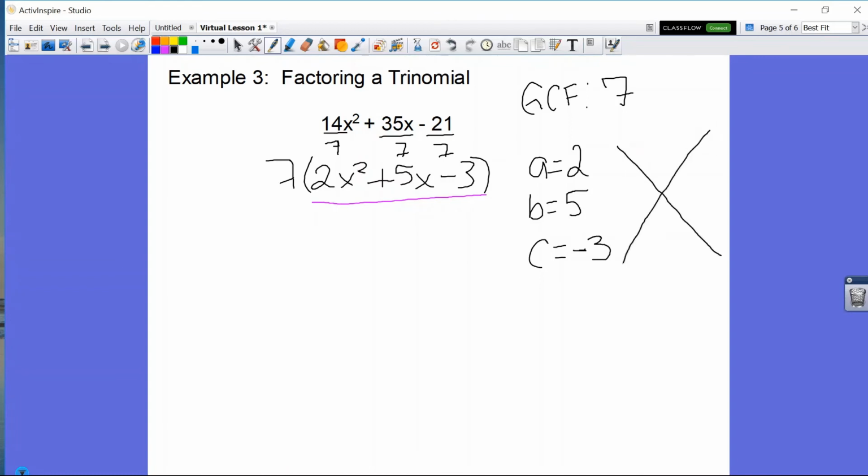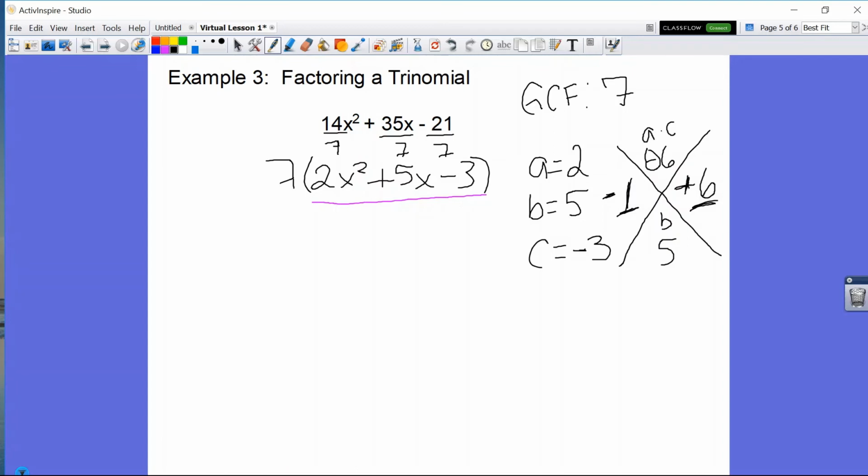So when we set up our diamond, in the top of our diamond is always A times C. So in this problem, that would be negative 6. And then in the bottom is B, so 5. So what we're looking for are 2 numbers that multiply together to give us negative 6 and add together to give us 5. We know because this top number is negative, we're going to have one negative answer and one positive answer. And because this bottom number is positive, that positive number is going to be the larger one. So in this case, it's going to be positive 6 and negative 1.